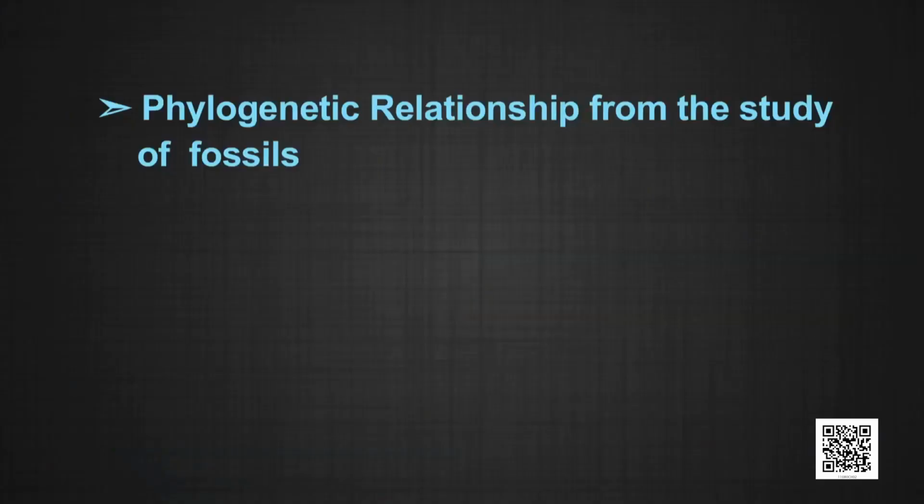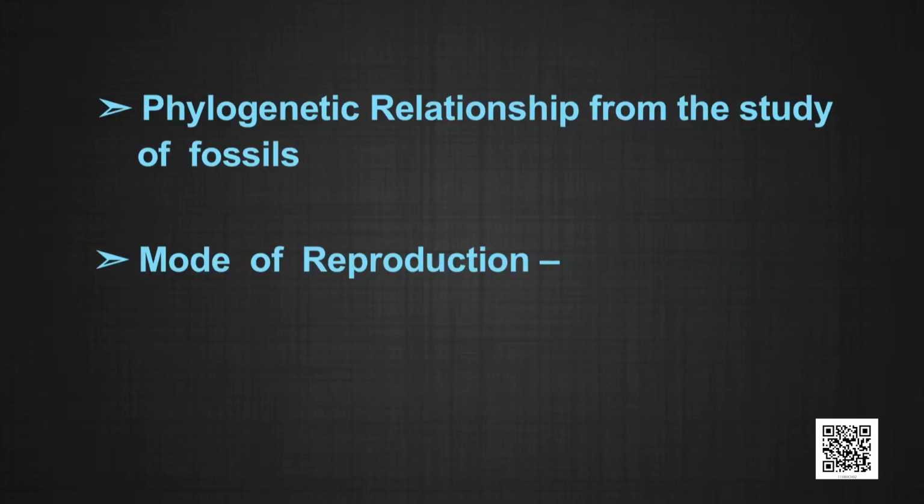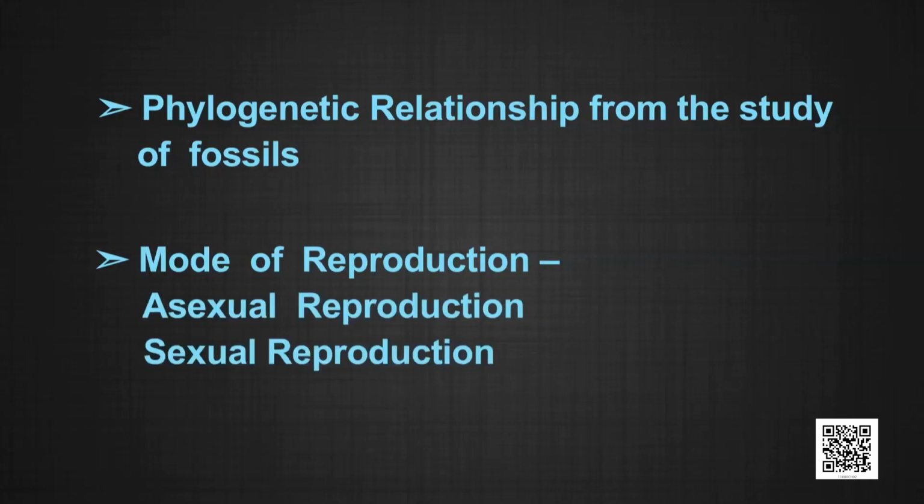The five kingdom system of classification was done on the following criteria: structure of cells, prokaryotic organisms, eukaryotic organisms; organization of cells, unicellular, multicellular; mode of nutrition, autotrophic, which includes chemosynthetic and photosynthetic; heterotrophic, which includes holozoic, ingestive, and saprophytic, absorptive. Phylogenetic relationship from the study of fossils, and mode of reproduction, asexual reproduction and sexual reproduction.